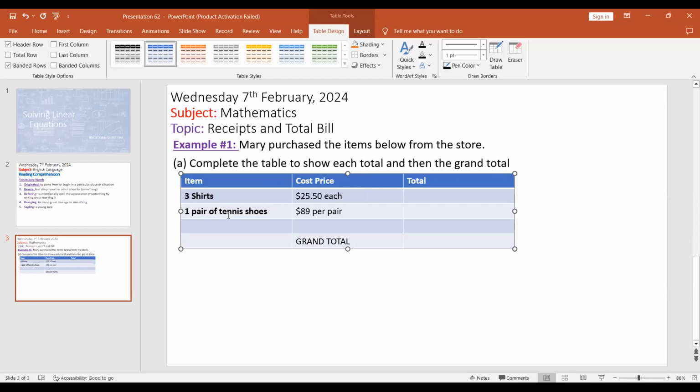A pair is 2. Very good. Or a couple. So that pair is for one person, right? Because you have 2 legs, 2 feet. So that's why you need a pair of shoes. All right.